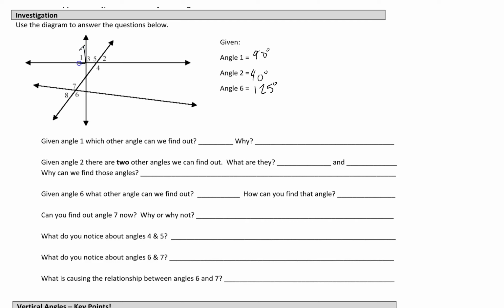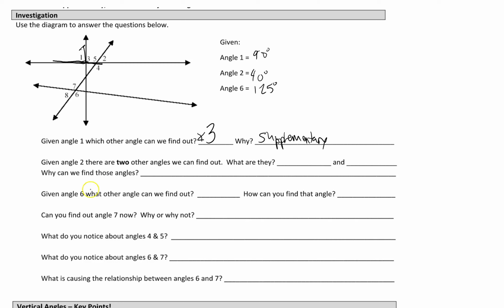Angle 1 is right here, and if we look, I see a straight line. So I know 1 and 3 are supplementary. So angle 3, because they are supplementary. And I'm going to say angle 3 so we don't get confused.